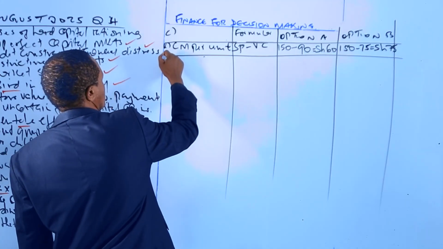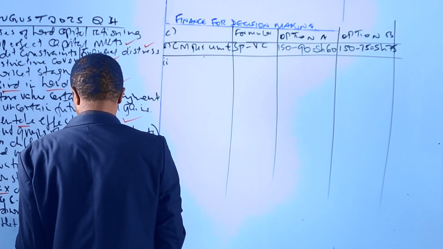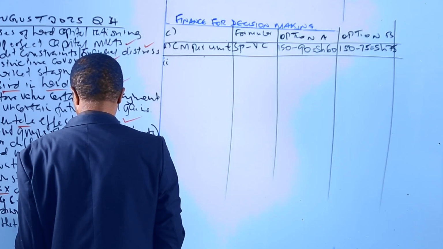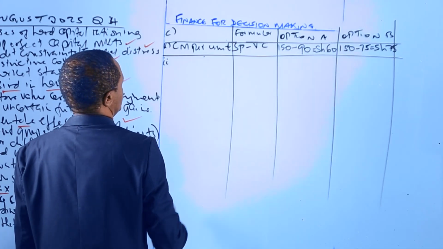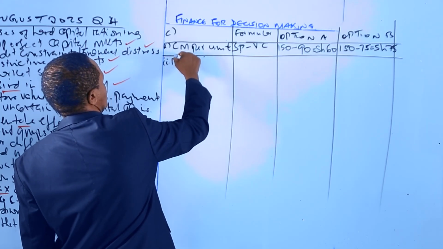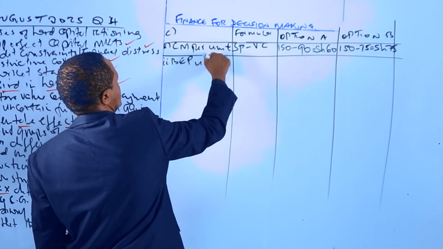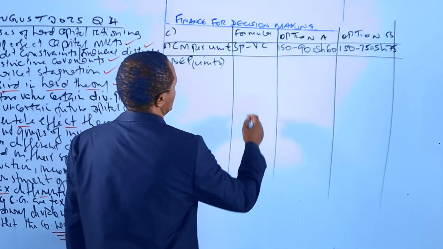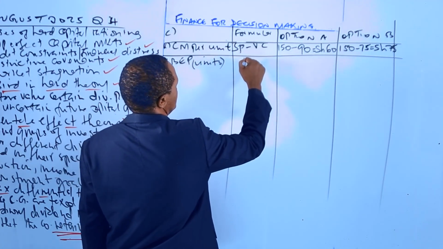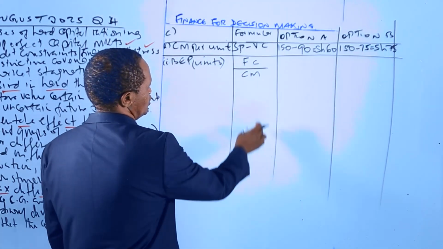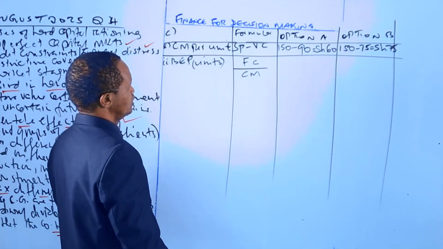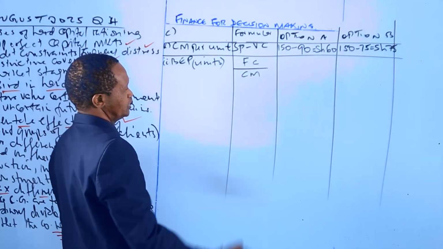Then Roman 2, what is required? We have to calculate the break-even point for both options in units. The break-even point in units we know is equal to the fixed cost over contribution margin. That is the formula for the break-even point in units.